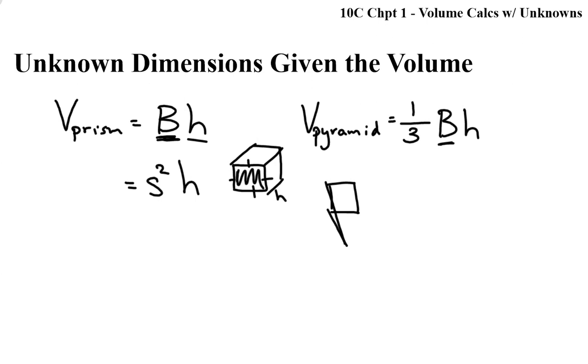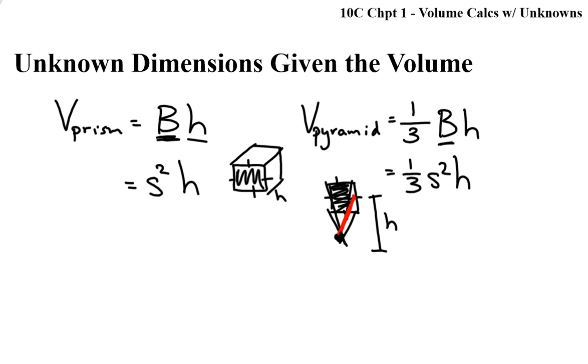remember a pyramid we talked about has the apex. Opposite the apex is your base. So if I had a square pyramid, it would be 1/3 square base, S squared, times the height. And remember, height of a pyramid is the vertical height of it. It's not the slant height. Remember, this slant height is used for surface area.